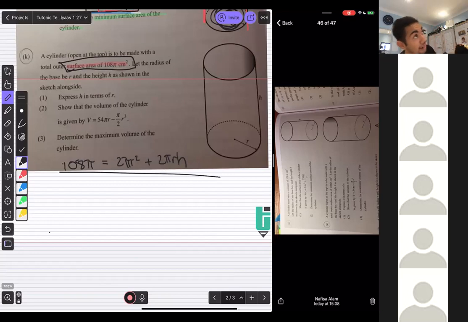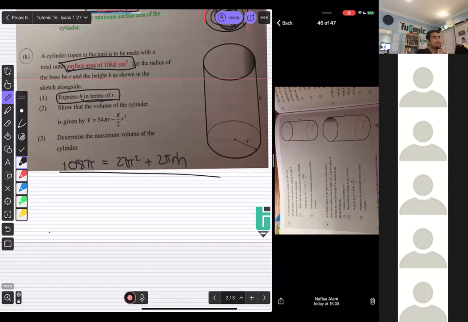So now we're breaking down the question. Let the radius of the base be r. Okay, fine. Radius, height. Express h in terms of r. What are they asking you here? That's English. What is the maths of that? Are you making h the subject of the formula or r the subject of the formula? The h.